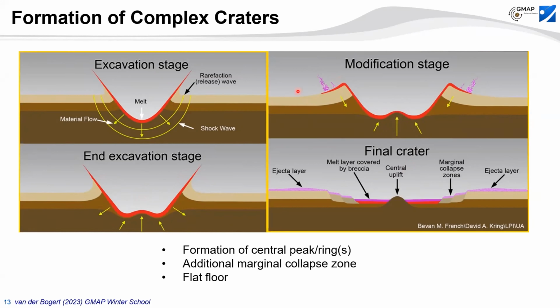So here we still have deposition of melts and ejecta, and then the compensation during the modification stage, the formation of these downdropped collapsed blocks to form the terraces. And then here we are with the final crater again with these different materials on the flat floor with the central uplift.